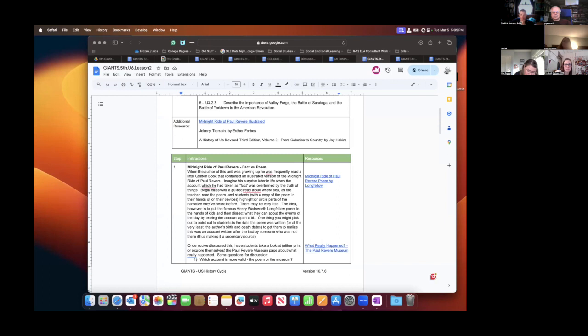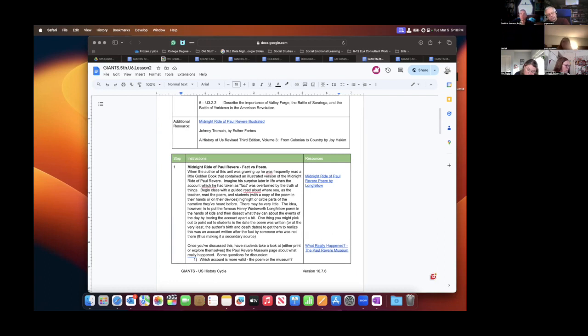So, begin class one day with that guided read aloud. "Listen, my children, and you shall hear the midnight ride of Paul Revere." Very famous words. I've had them memorized forever. And then have students go through again and highlight or circle parts of the narrative that they've heard before. There may be very little, but the idea is to put the famous Longfellow poem in the hands of kids and dissect what they can about the events of the day by tearing the account apart a bit.